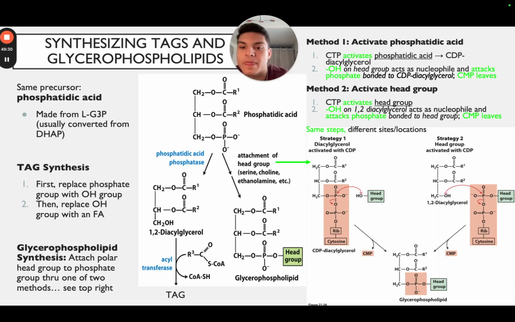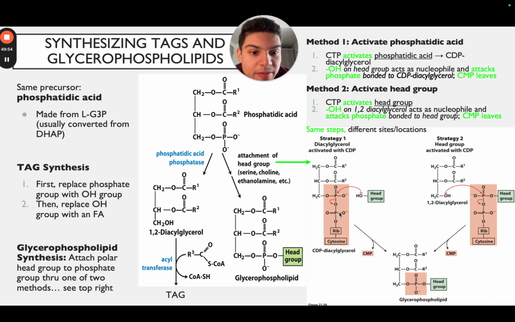And then for the glycerophospholipid synthesis, we attach a polar head group to phosphate groups through one of the 2 methods, see top right. So method 1 and method 2. Method 1 is the activation of the phosphatidic acid, and method 2 is we activate the head group. So let's talk about the first one. CTP activates phosphatidic acid to form CDP diacylglycerol.